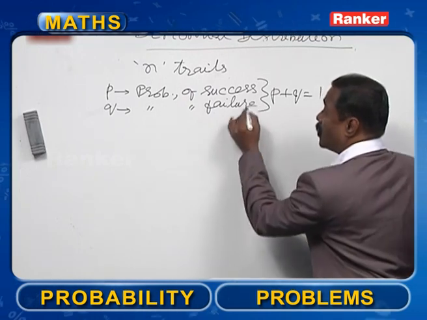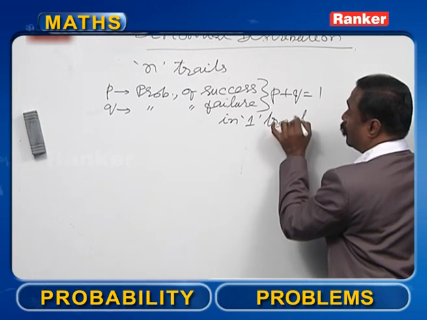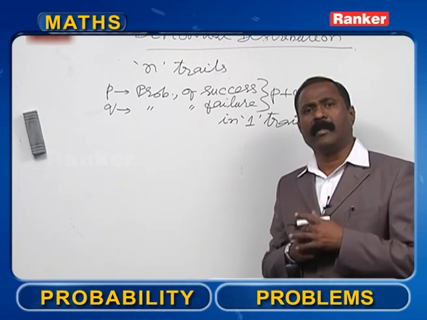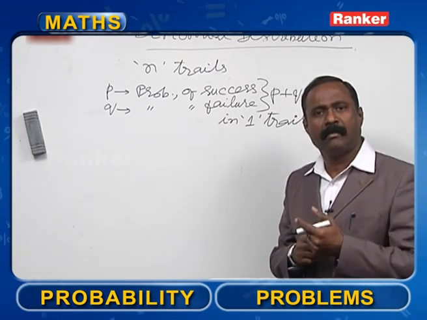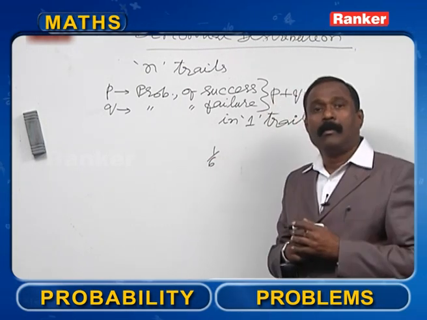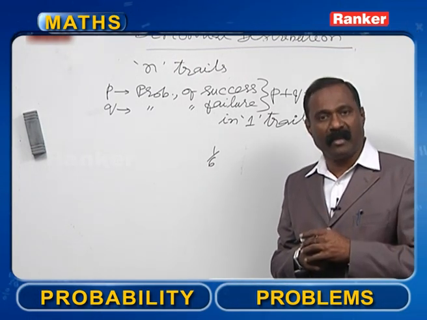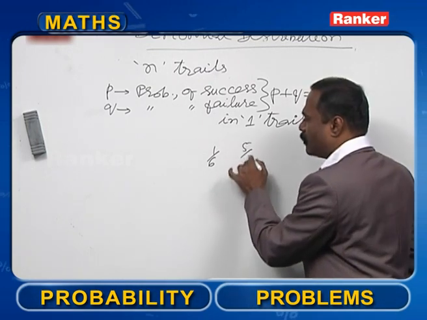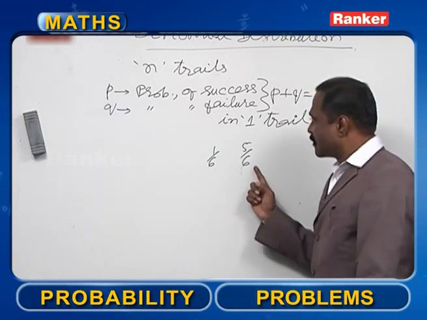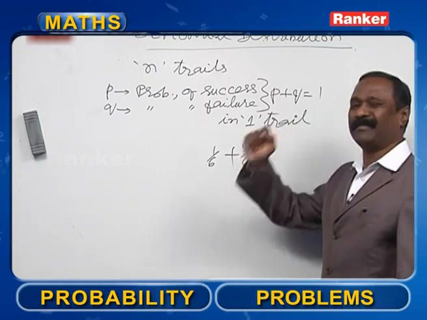Understand? This is in one trial. Don't forget, not in all the trials. This is in one trial. What does it mean? Getting a number 3 in throwing a die once is 1 by 6. Getting a number which is not 3 in throwing a die is nothing but 5 by 6. This I termed as P. This I termed as Q, such that the sum is nothing but 1.